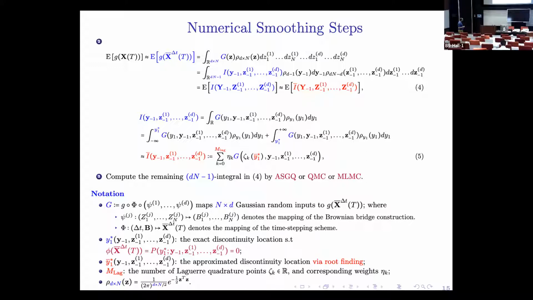The first one maps your random variables to the Brownian bridge or Haar wavelet construction. The second map here gives you the time stepping, Euler-Maruyama, or whatever, and G is the payoff function. So this way is very generic. You can apply it to different choices of discretization and methods to sample your Brownian motion.